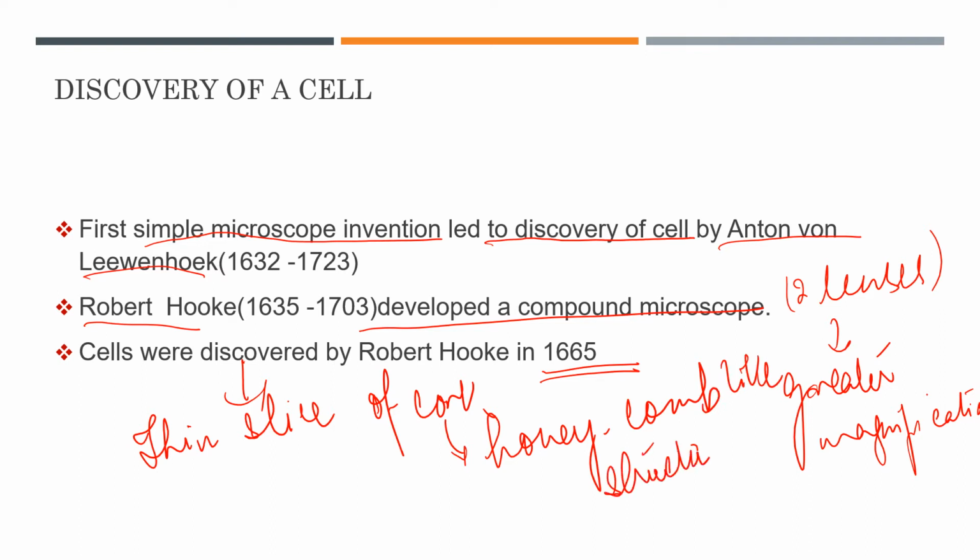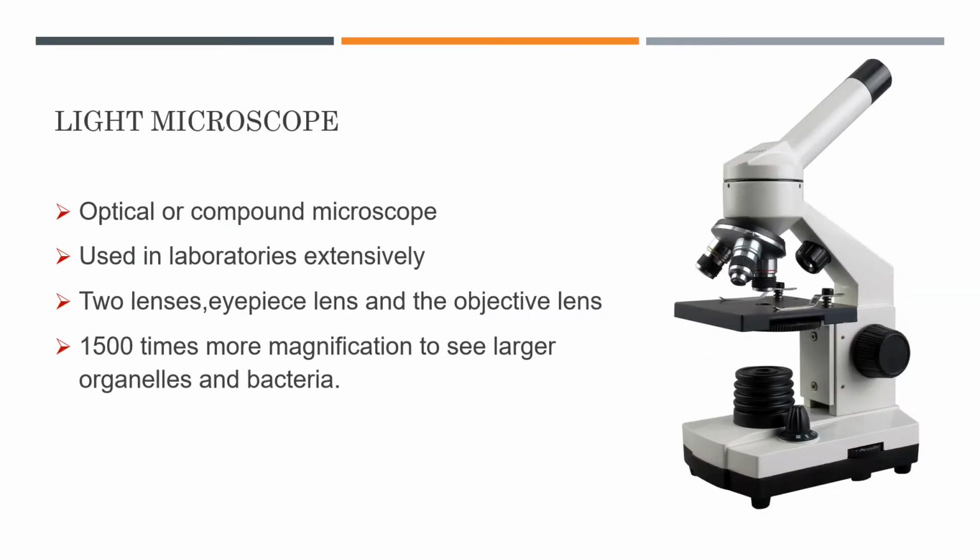It was a honeycomb-like structure. And we can say that he named these apartments, these honeycomb-like apartments or structures, as cell. Now next we are going to discuss the microscope: the simple microscope and the compound microscope, the light microscope, the electron microscope. Let us move on to the next slide.